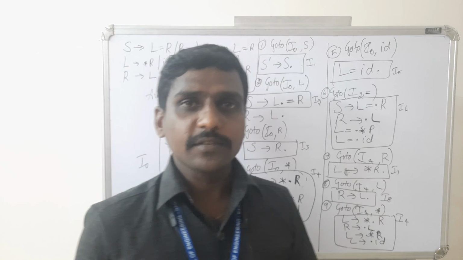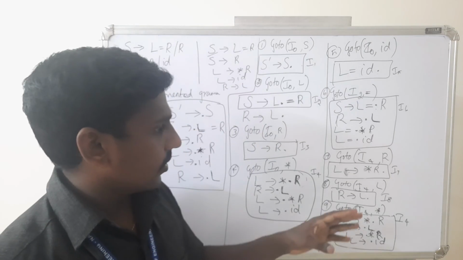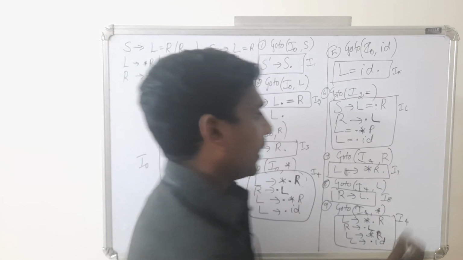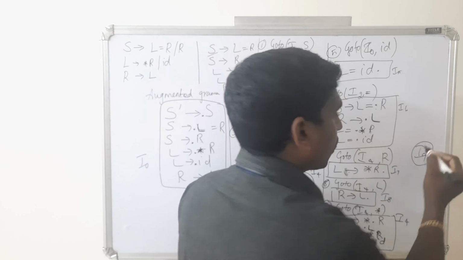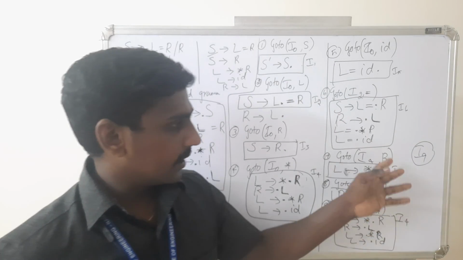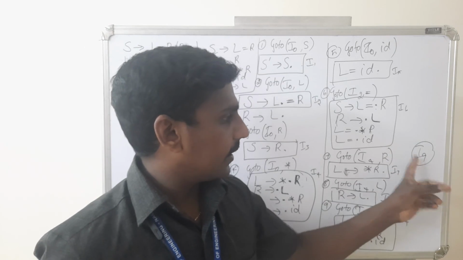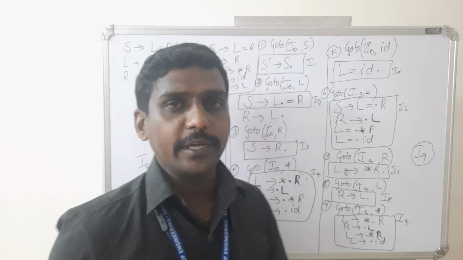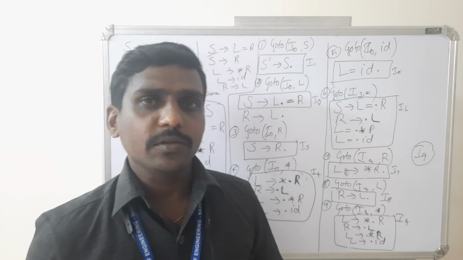In the next video class I will teach you. In this SLR goto function, you will get till I9. You work it out and see our notes, till I9 you will get. In the next video class, continuing this, I will teach the SLR parsing table. Okay, thank you.